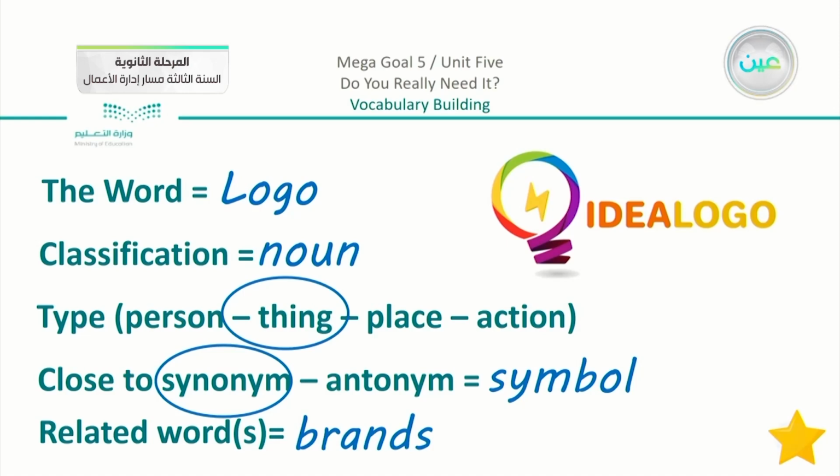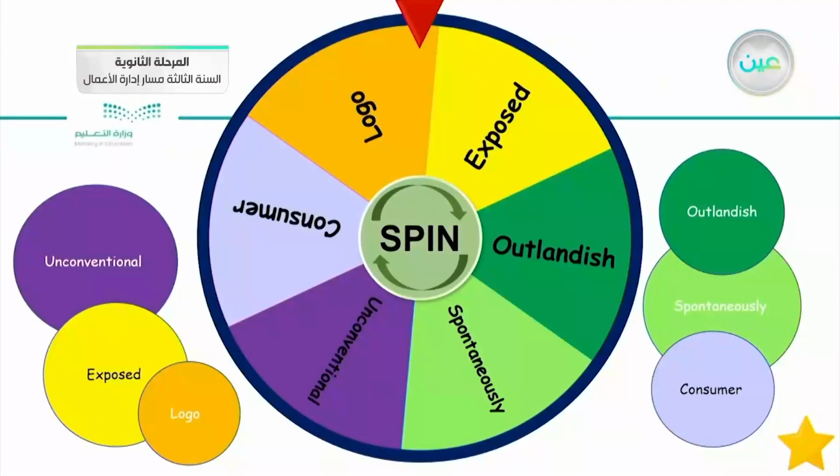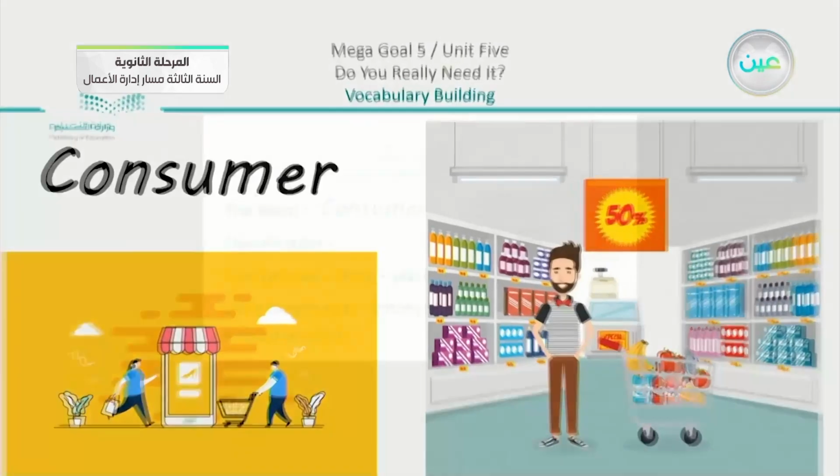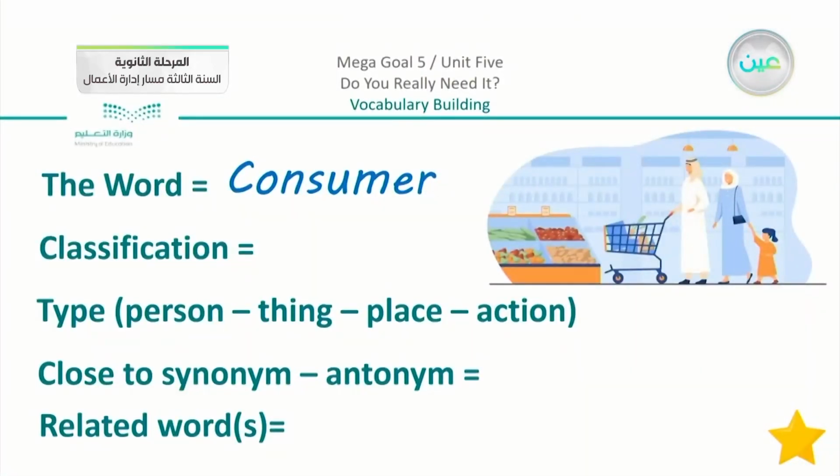Now going back to our last word, we have finished the part. We have unconventional, exposed, and logo. We have passed by outlandish, spontaneously, leaving us to our first word, which is consumer. Now this person is a consumer, and also consumers can be online. So we have here consumer. We can say, of course, that it is a noun. This is a consumer.